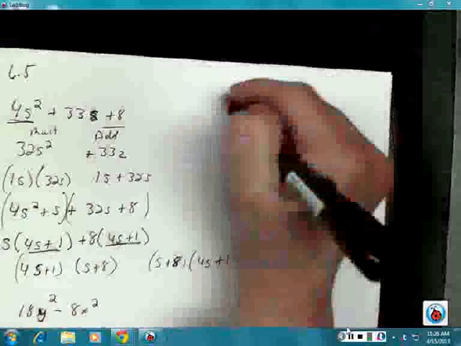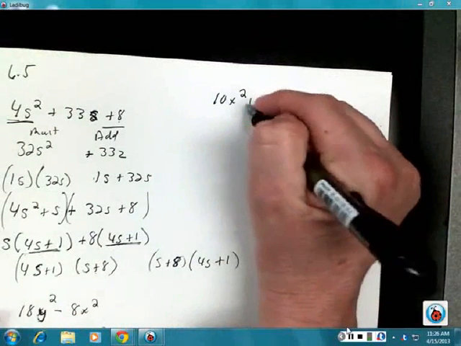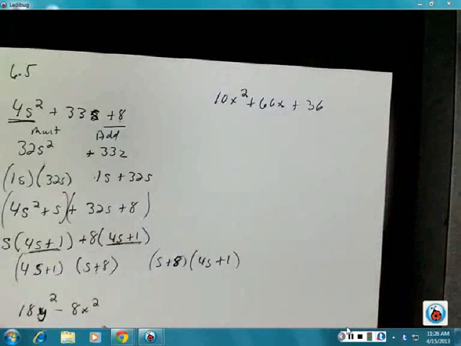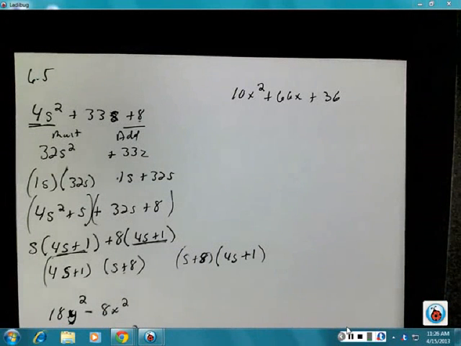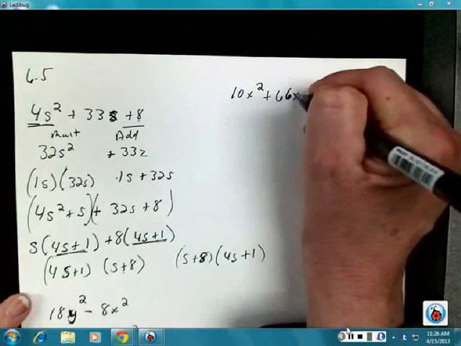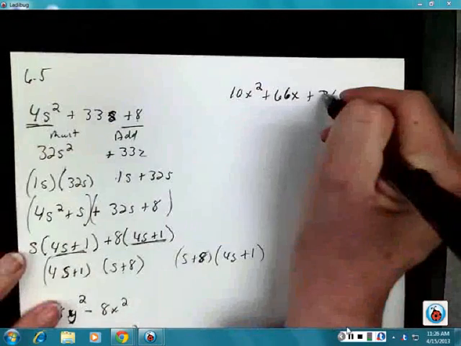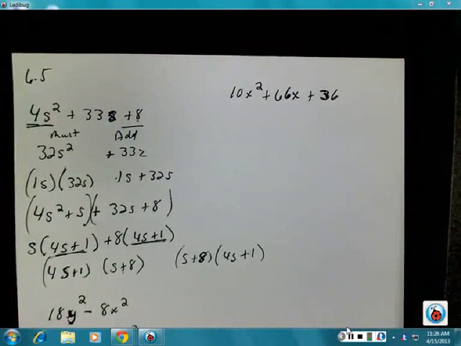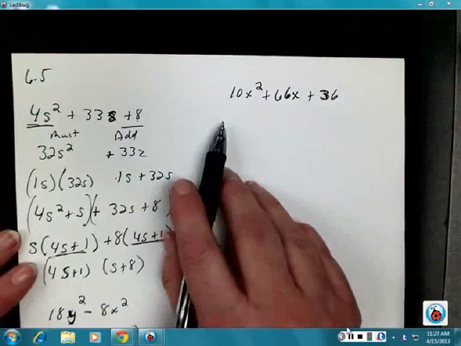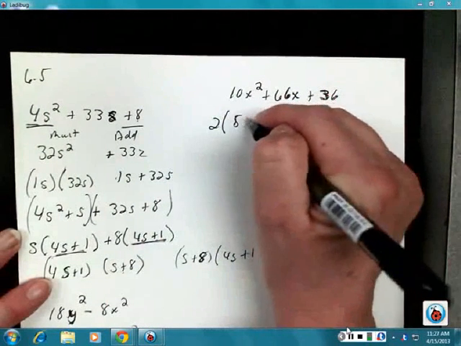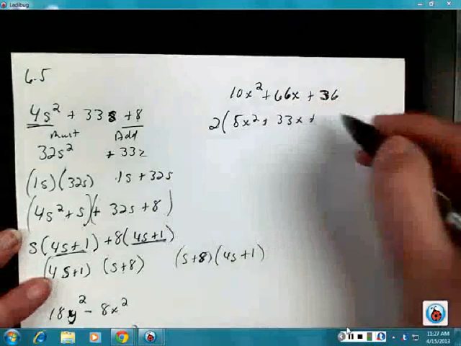How about this one? 10x squared plus 66x plus 36. Is that 66? That is 66x in the middle and 36 at the tail end. So, what can I do to it? Can I do anything to it? Pull out a 2. That leaves me with 5x squared plus 33x plus 18.